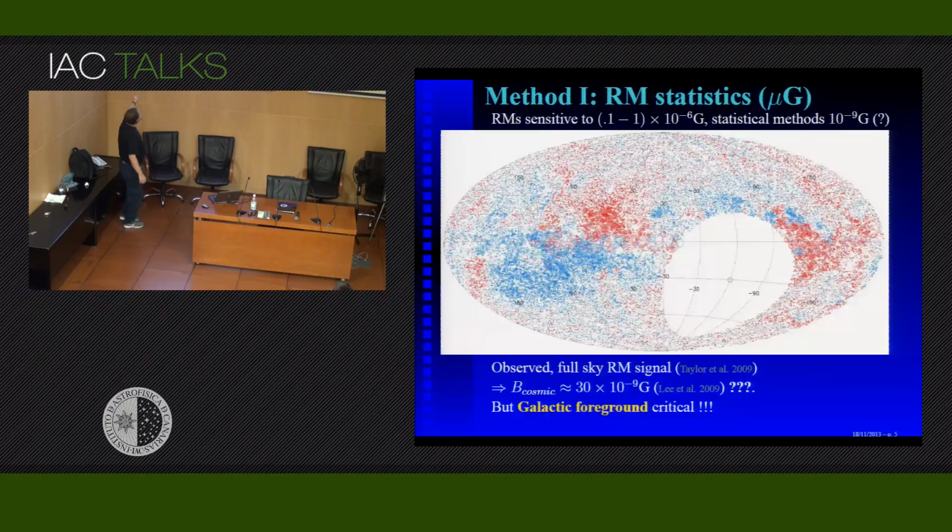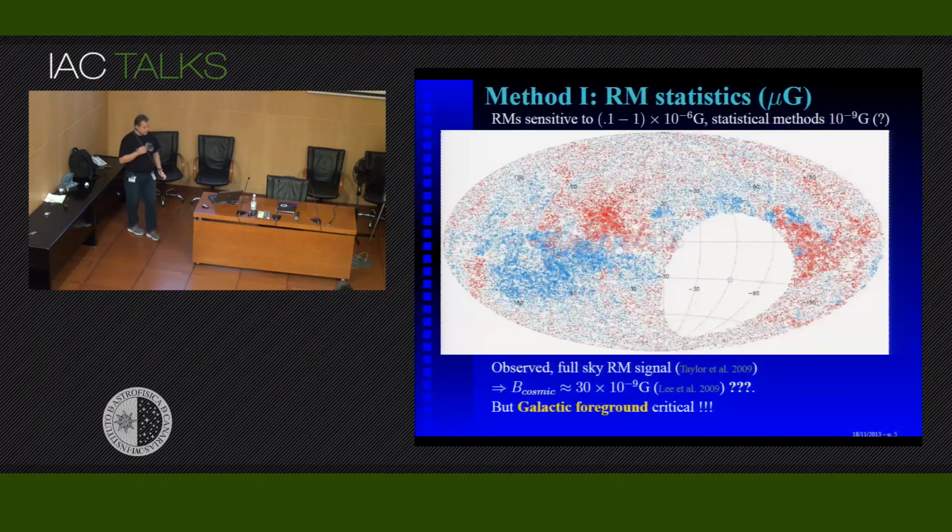And every point here on this map is one polarized emission of a background source, mostly background quasars or radio galaxies. And the color is telling you that the rotation measurement towards this source is either positive or negative. And the size of the circle is telling you how big the rotation measurement is. Okay? So, it looks very beautiful.